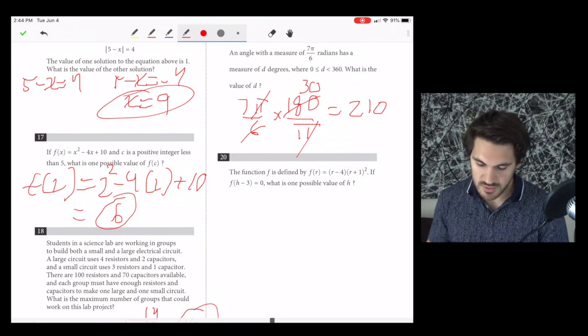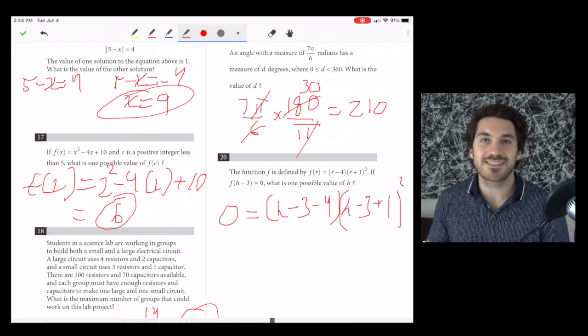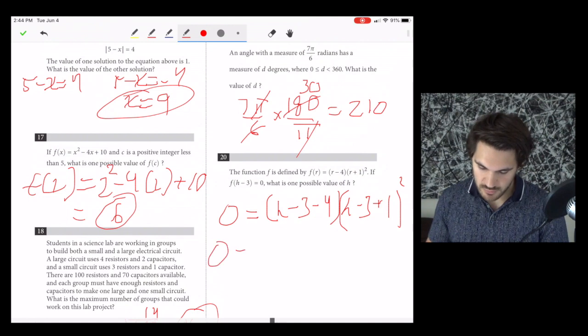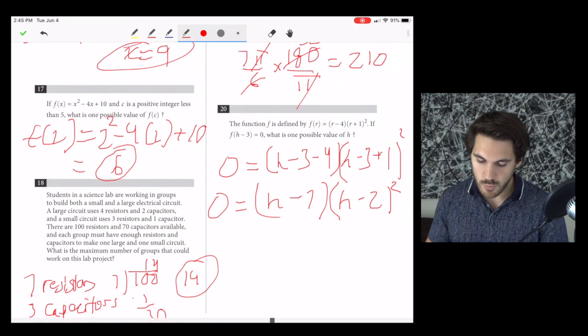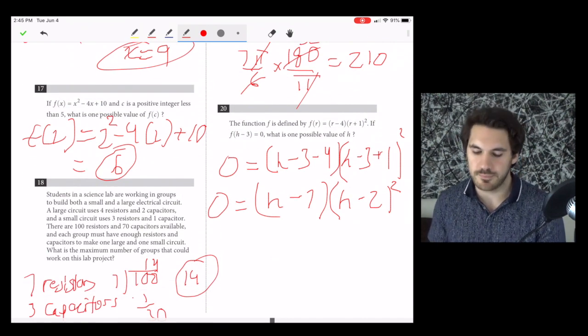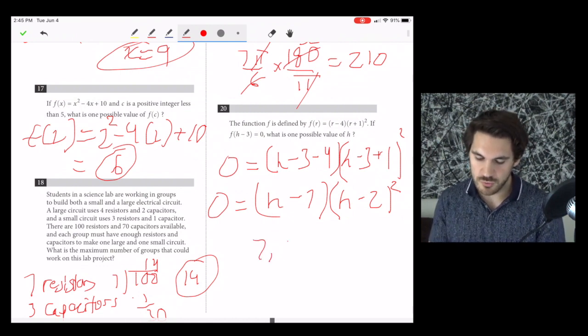So what we can do is do 0 equals h minus 3 minus 4 times h minus 3 plus 1 squared. So 0 equals h minus 7 times h minus 2 squared. And so what is one possible value of h? Just by looking at it, we can tell that h could either be 7 or 2.